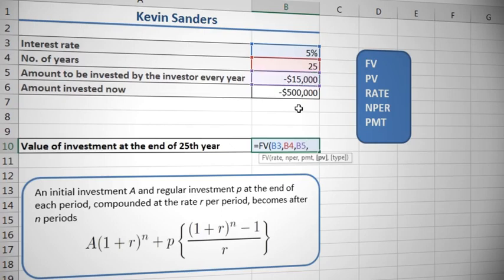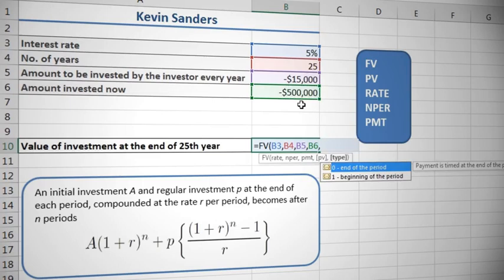If you leave it out, it assumes 0. But we have an amount, so we're going to click on the 500,000. And then finally, you actually have an option to choose where the payment is going to be made at the beginning or the end of the payment period.